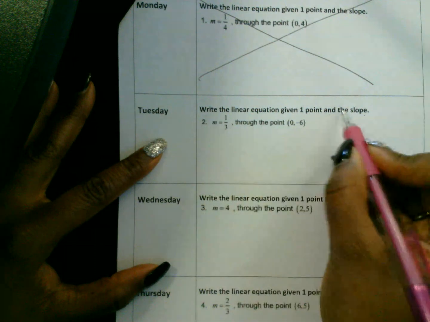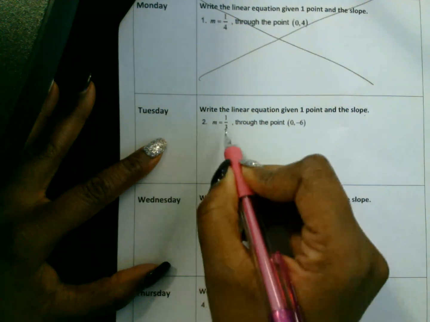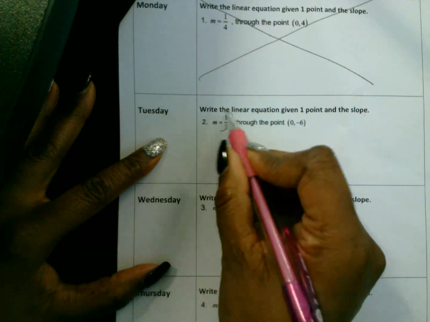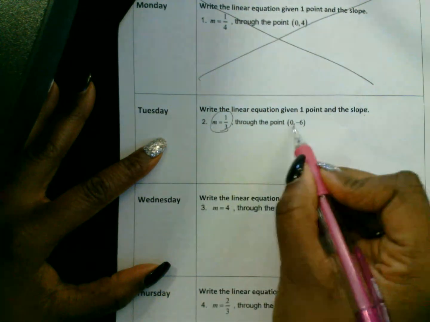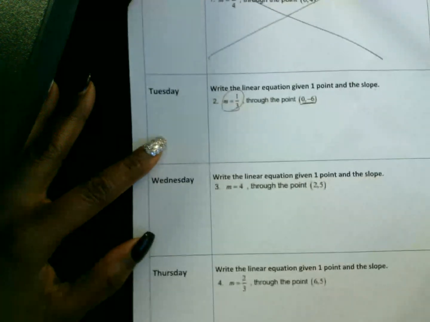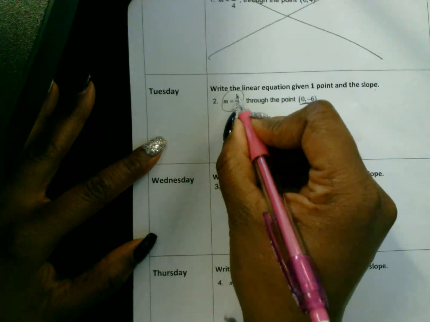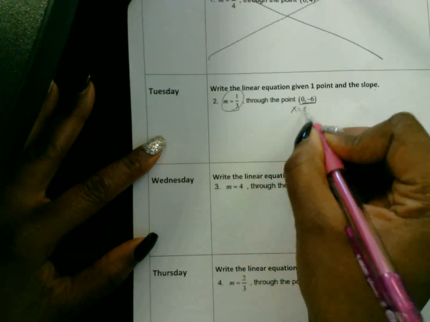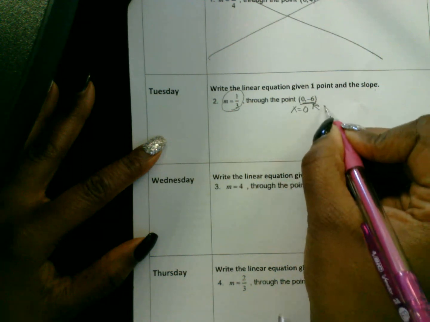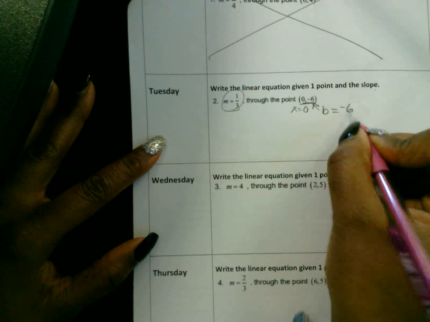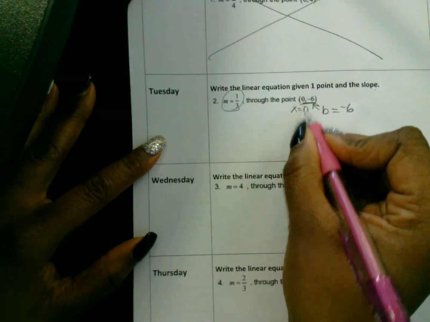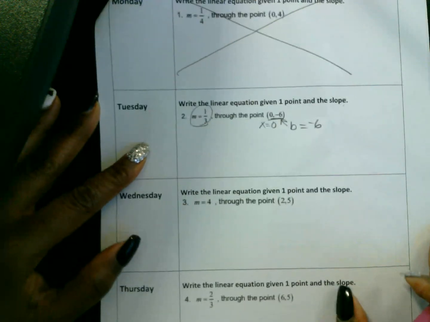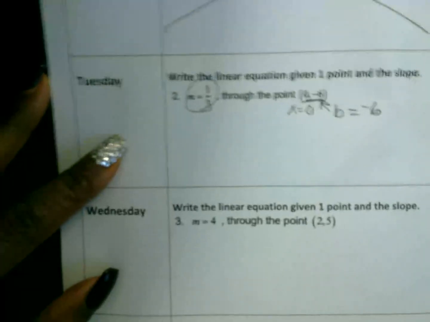Okay, the slope is 2. Wait a minute. The slope is 1/3, and this is the point. All right, so we have m equal to 1/3. Since x here is equal to 0, this is actually the y-intercept. b is equal to -6. Only when x is equal to 0 is that y value the y-intercept. Please make sure you write that down.